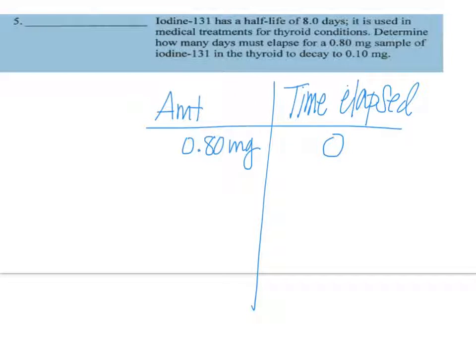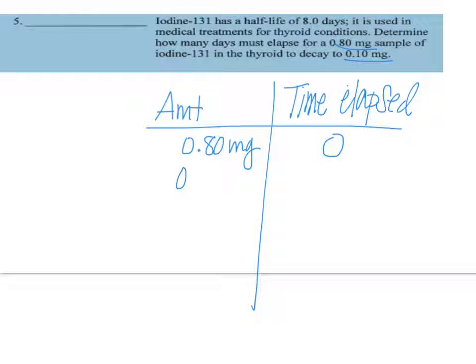Same thing, this time we have a half-life of 8 days, and we want to determine how many days will elapse for our sample to go from 0.80 milligrams to 0.1 milligrams. So this time we're going to work at the opposite. We're going to decay it to 0.1 and see how many days that takes.